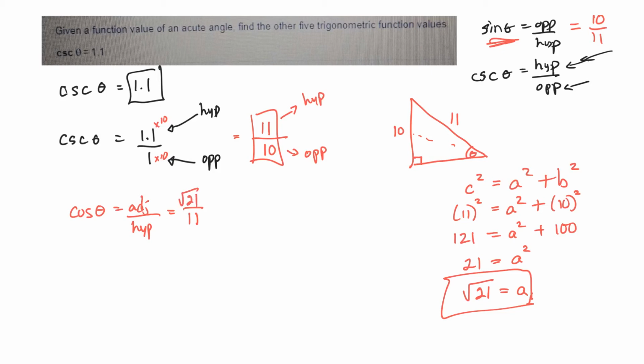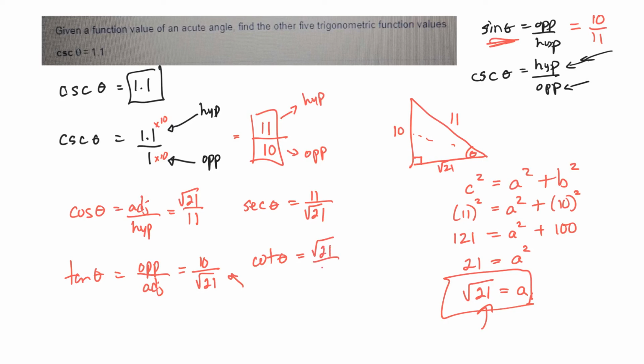Now, if I know the cosine, I'll also know the reciprocal of cosine, which is secant, and that'll be 11 over root 21. And then if I want to know the tan of the angle, that's the opposite side over the adjacent side. Opposite side is 10. Adjacent side, I just figured it out, is root 21. And so the cotan will be the reciprocal of this, which is root 21 over 10.